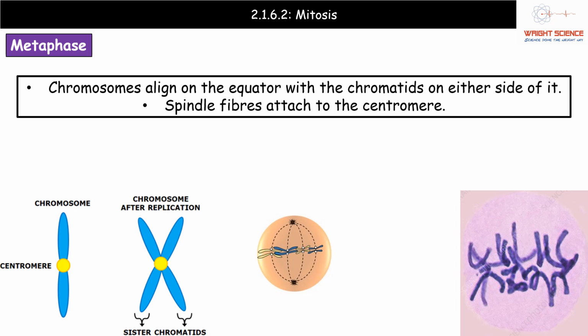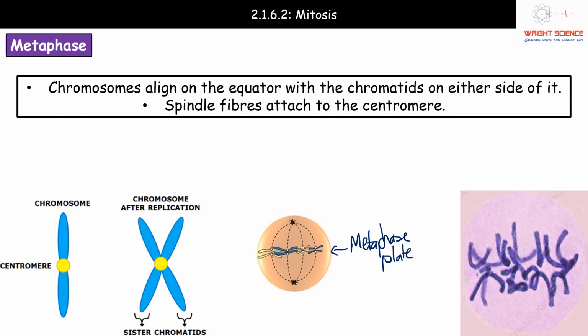The second phase is metaphase. Now, metaphase is where we have our chromosomes lining up along the equator, or we can also describe that as lining up along the metaphase plate. So basically the equator or the metaphase plate is the center of that cell there, and our chromosomes are going to line up along that central point, a metaphase plate, and we're going to have one chromatid on either side of it.